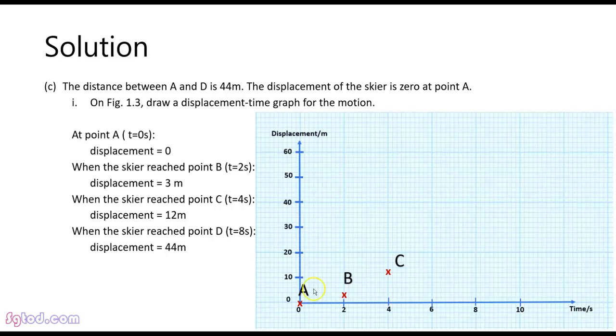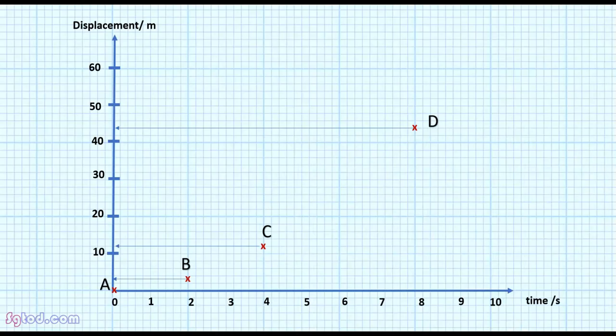Then finally, for point D, it is at 44 meters because we are told that the distance from A to D is 44 meters. Let me enlarge this graph, and with the points plotted, we can sketch out the displacement time graph of the skier. Now the question also requires you to state how your displacement time graph shows that the velocity is constant after D. Here's another exam tip.